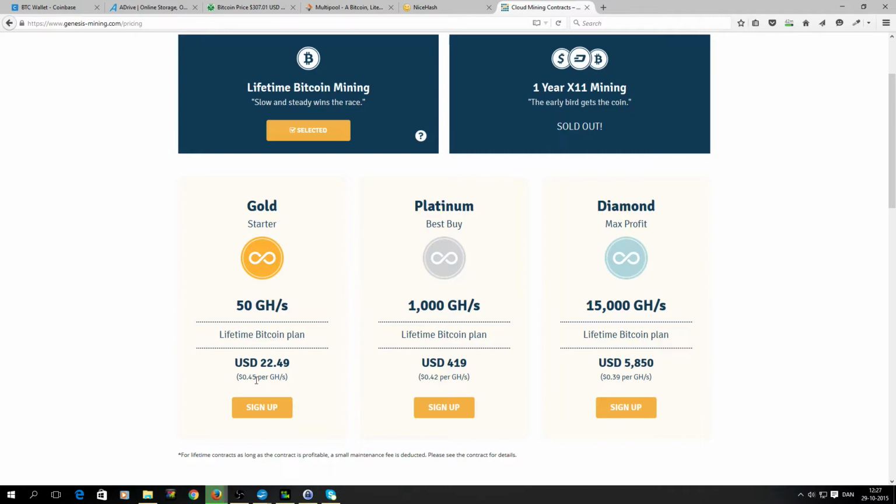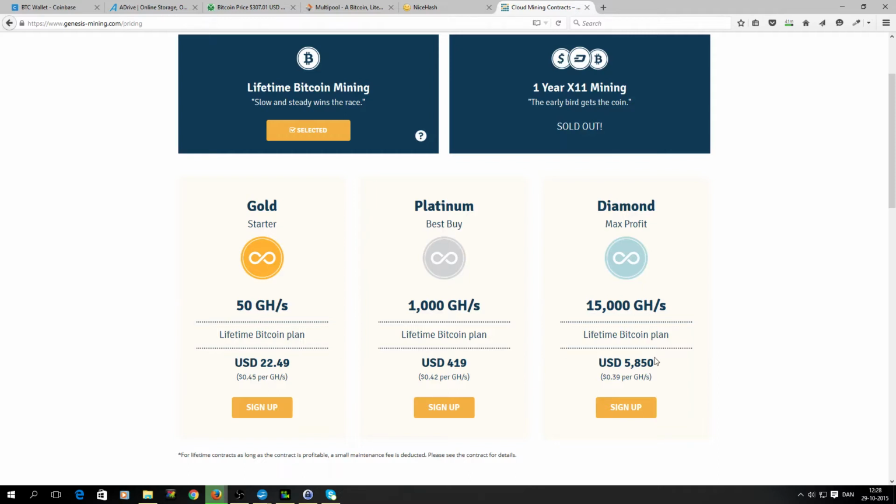45 dollar cents for each gigahash, and when you buy above or in between 1,000 and 15,000, you will pay 42 dollar cents per gigahash, and above 15,000 gigahash it will be 39 dollar cents per gigahash. So the more you buy, the cheaper you will get it. But this is the price that you will pay when you sign up for the contract.